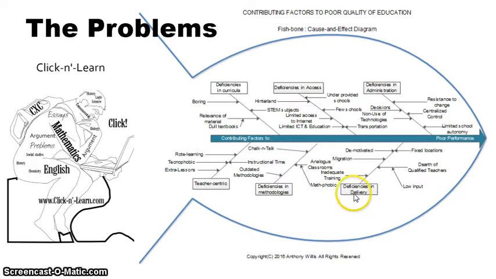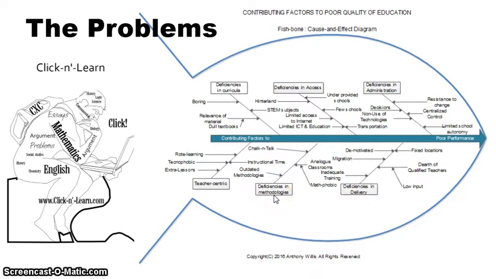Under deficiencies in delivery, you have contributing factors such as inadequate training of teachers, the migration of teachers. Teachers are demotivated because of poor salaries and so on. The fixed locations of schools, far away or not easily accessible, and the dearth of qualified teachers.